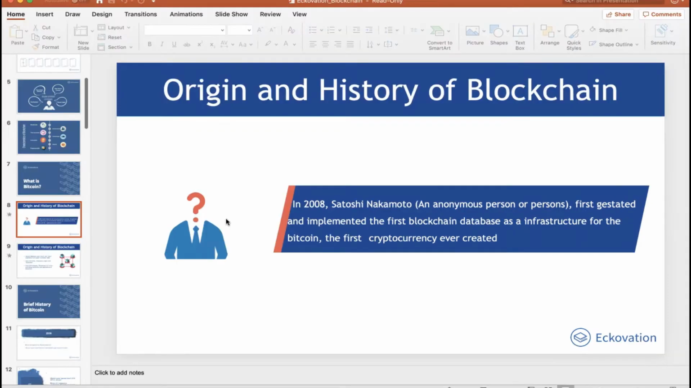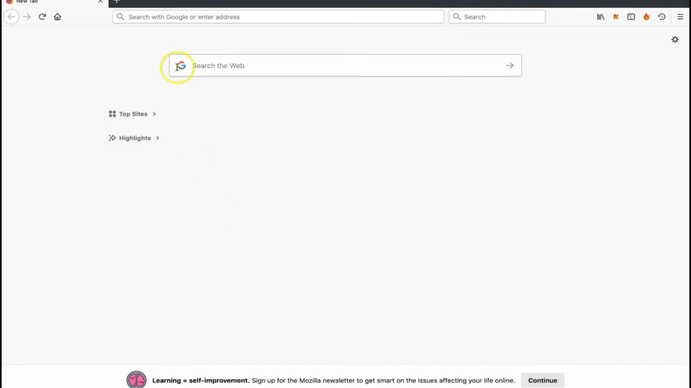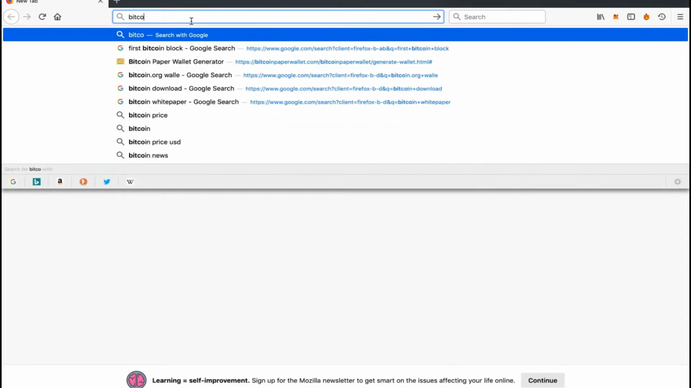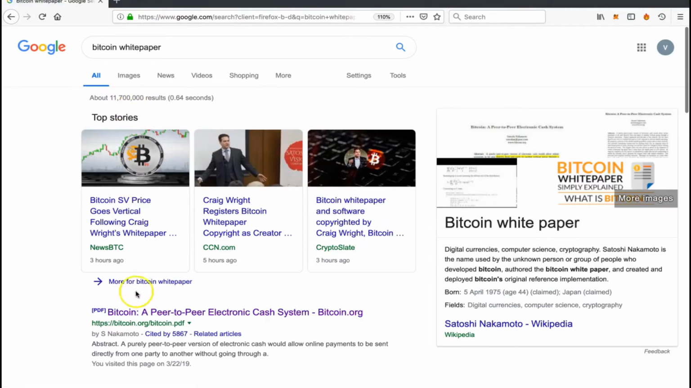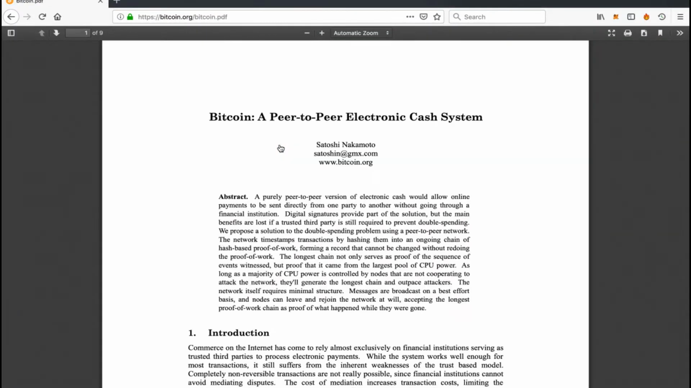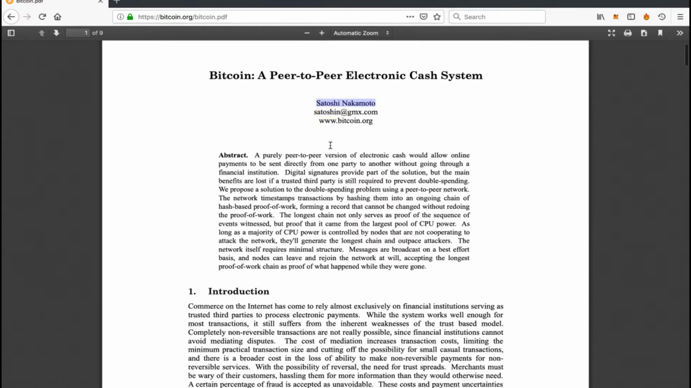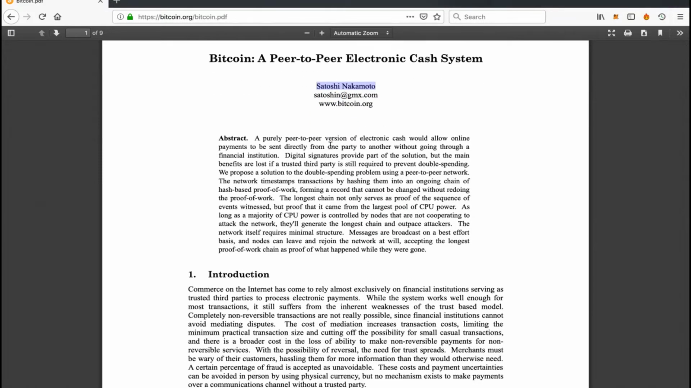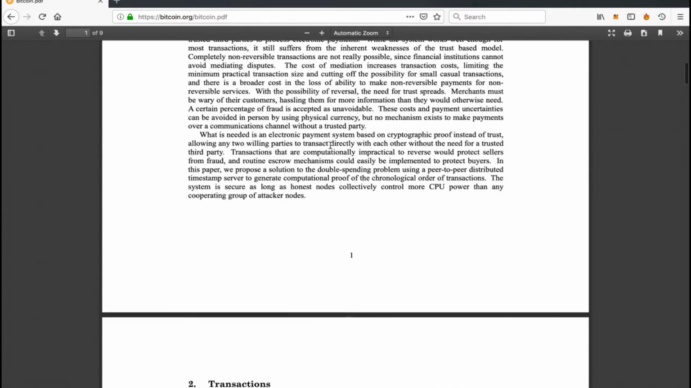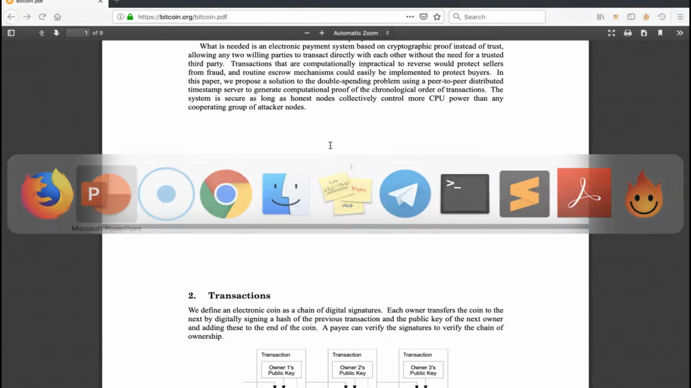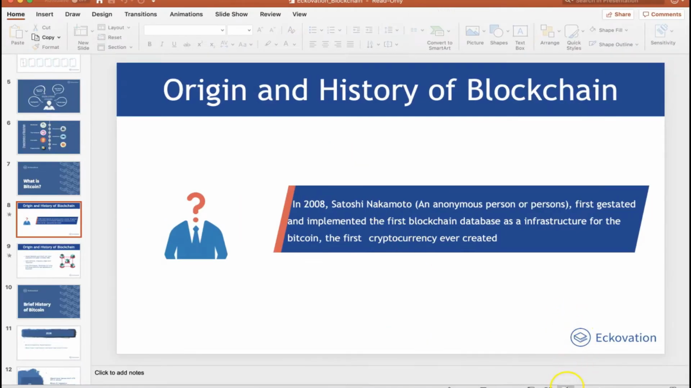If you navigate through a browser and check the Bitcoin white paper, you can see the first white paper, that is the technical paper, which was published by Satoshi Nakamoto. This is the one. Coming back to slides.